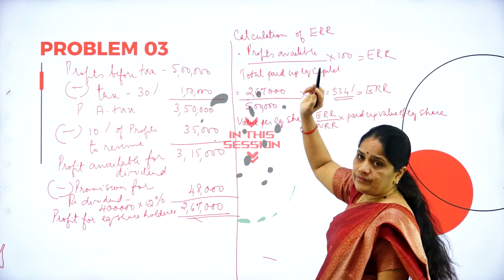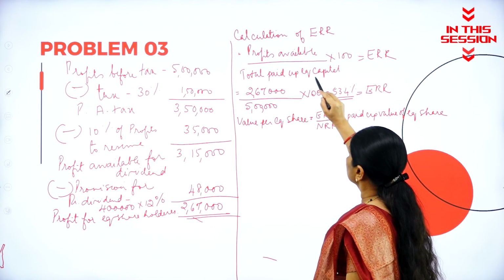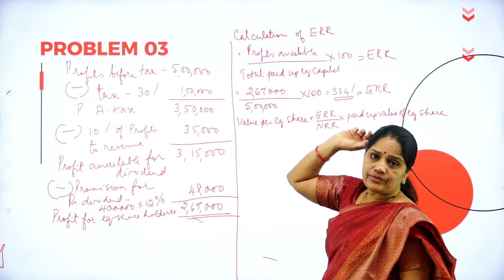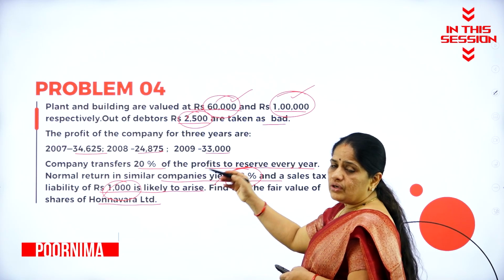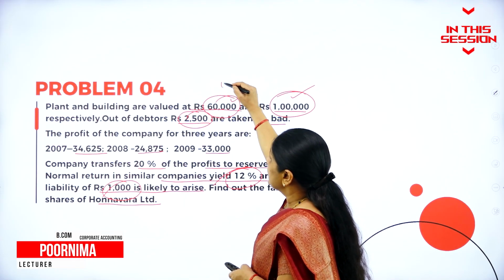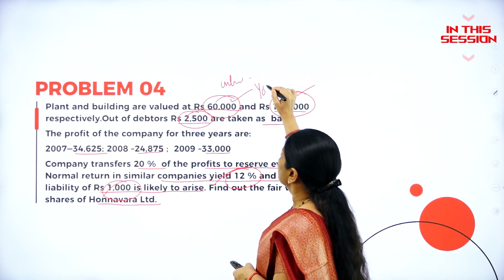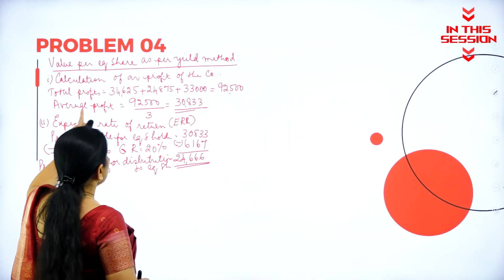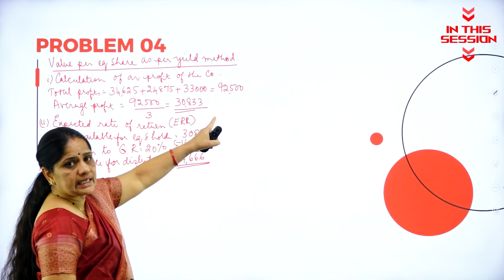For the calculation of ERR, we need profits available for equity shareholders divided by total paid up equity capital into 100. So this is the formula to find the ERR. All this additional information is given. So we have to calculate the value of shares as per the intrinsic value as well as on the basis of the yield value. When I add all this, I get 92,500. So average profit, I divide it by the number of years, I get 30,833.